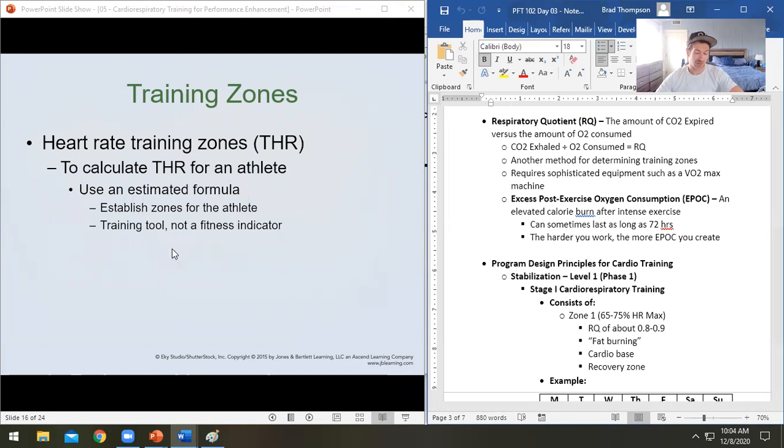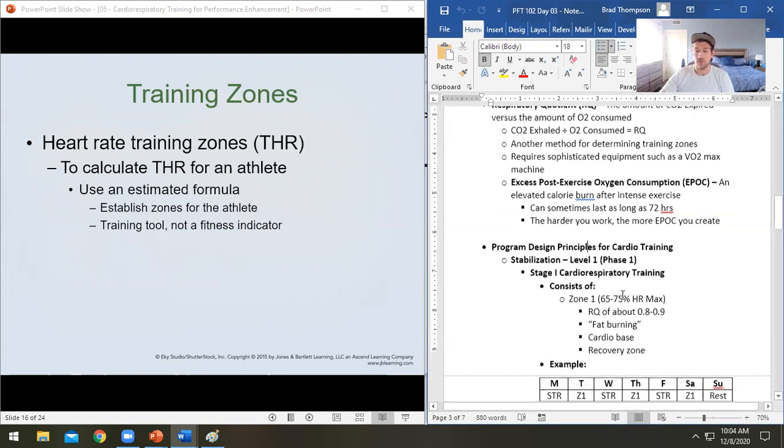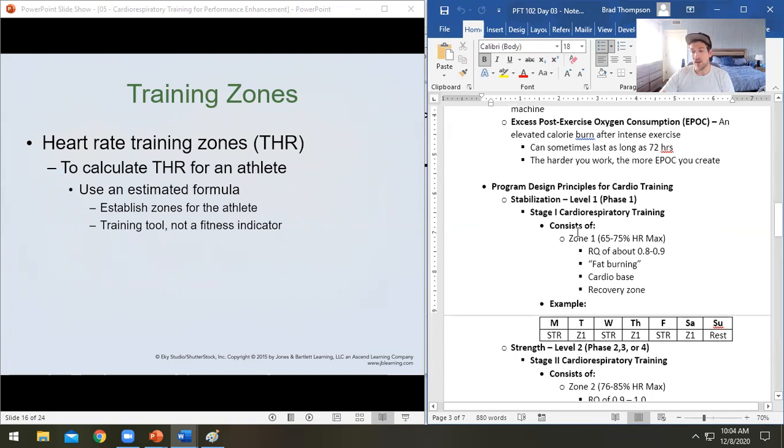So we really love these target heart rate zones. They're the best way for us to write a really effective cardiovascular routine because we are conditioning our clients through different phases. So your stage 1 is very much the fat burning zone. That's your RQ of 0.8 to 0.9. Your stage 2 is your medium to high intensity zone. And your stage 3 is your maximal intensity conditioning zone.